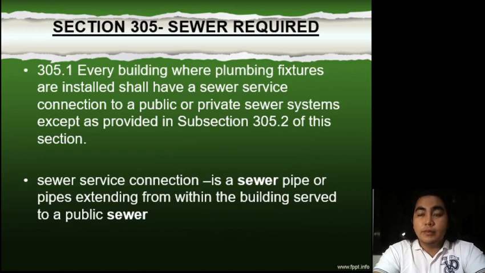Section 305, sewer required. 305.1 Every building where plumbing fixtures are installed shall have a sewer service connection to a public or private sewer system, except as provided in Section 305.2 of this section. Sewer service connection here means a sewer pipe or pipes extending from within the building served to a public sewer.